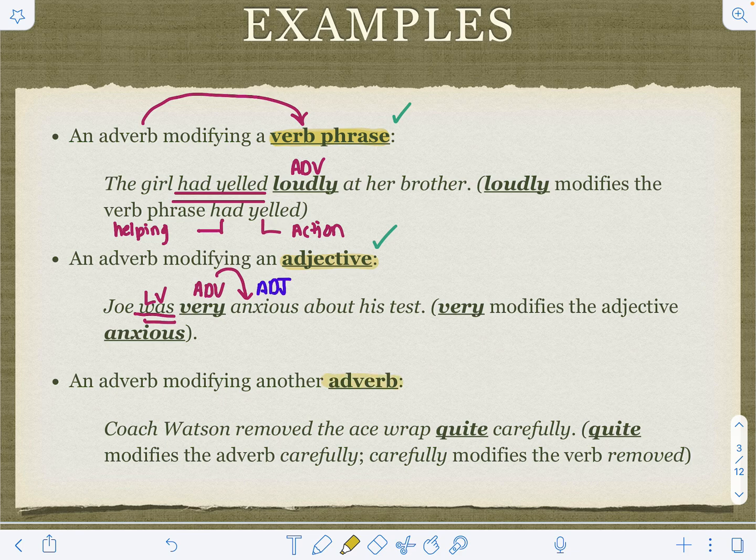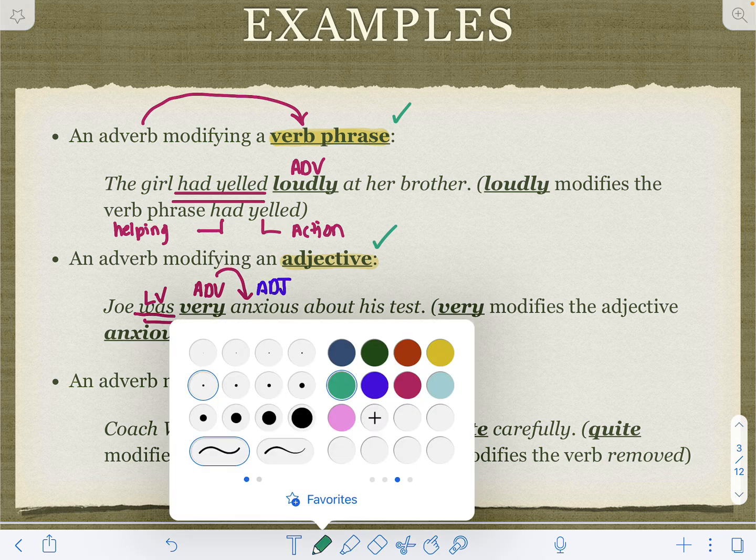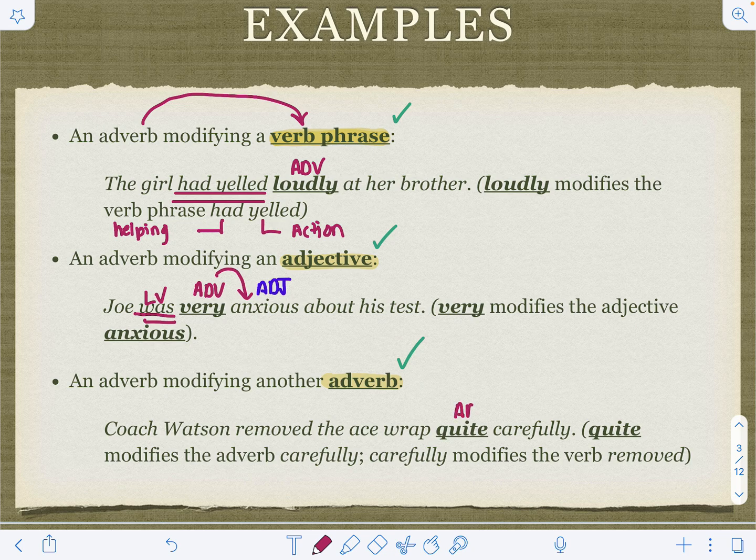And then the last thing that you always have to look for is, is it modifying another adverb? The sample says, Coach Watson removed the ace wrap quite carefully. So we have quite modifying the other adverb carefully. How carefully? Quite carefully. And carefully is modifying the verb removed. How did they remove the wrap? Carefully.